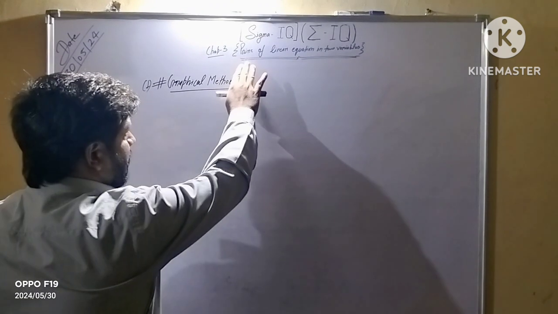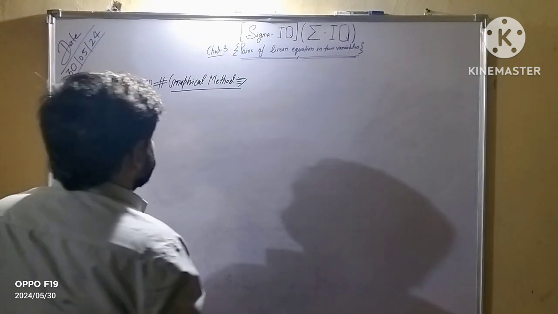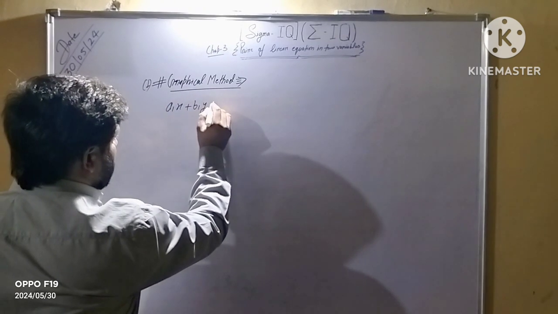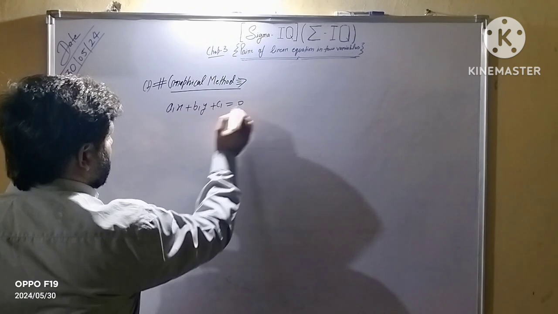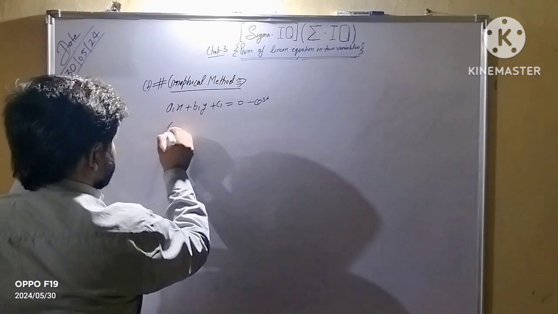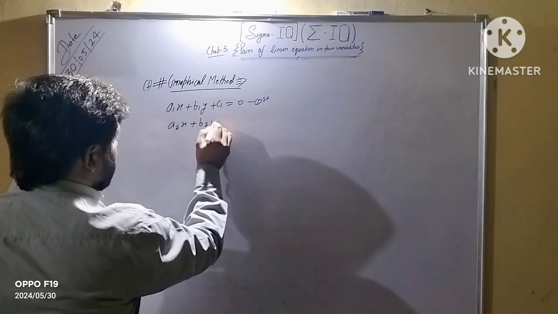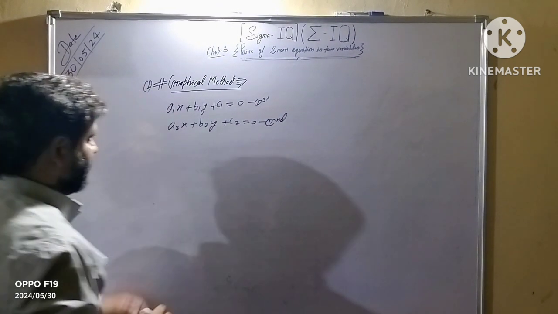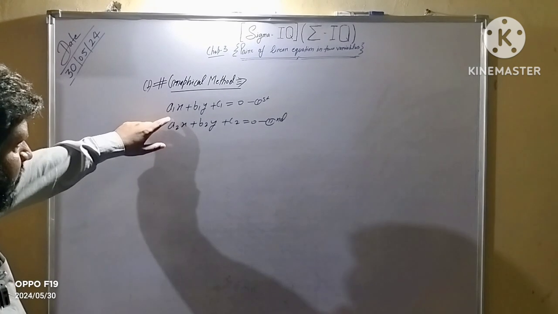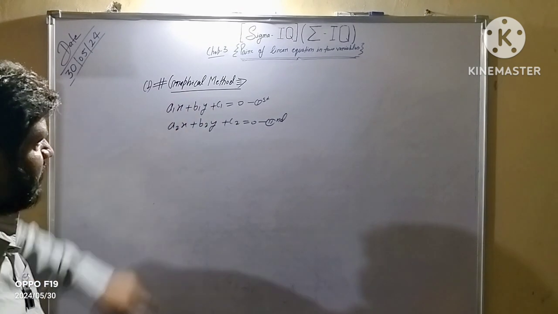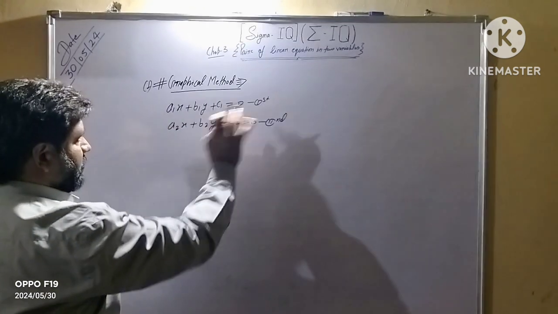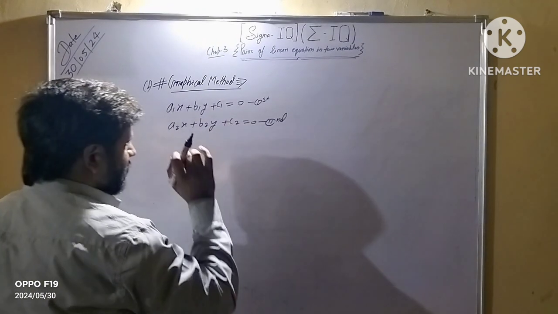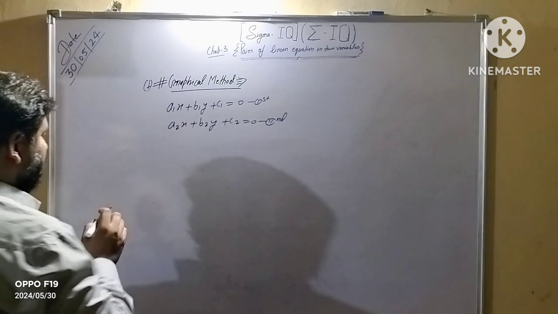Graphical method. The standard form of pair of linear equation in two variables. So write here a1x plus b1y plus c1 equal to 0. Equation number first. a2x plus b2y plus c2 equal to 0. Equation number second. a1 is a coefficient of x, b1 is a coefficient of y, c1 constant term in equation number first. Similarly, a2 is a coefficient of x, b2 is a coefficient of y, c2 is a constant term in equation number second.